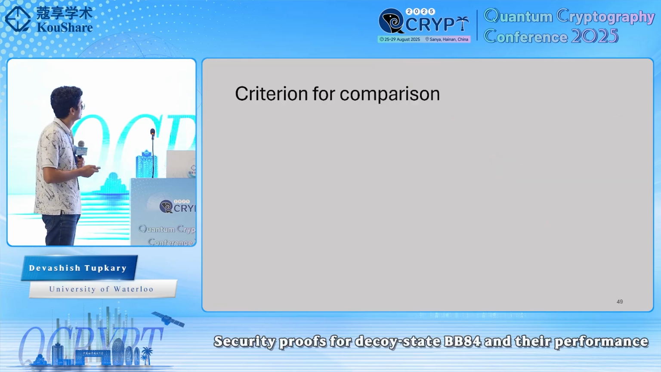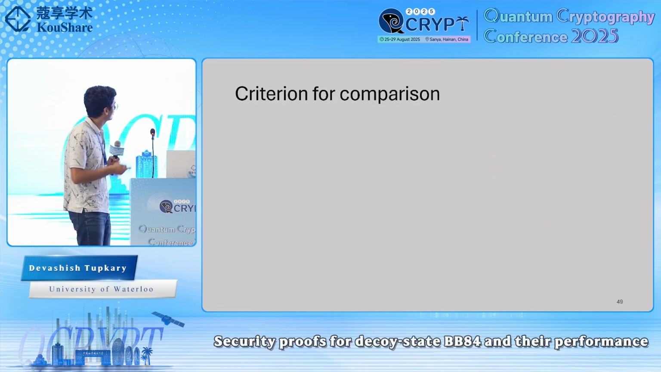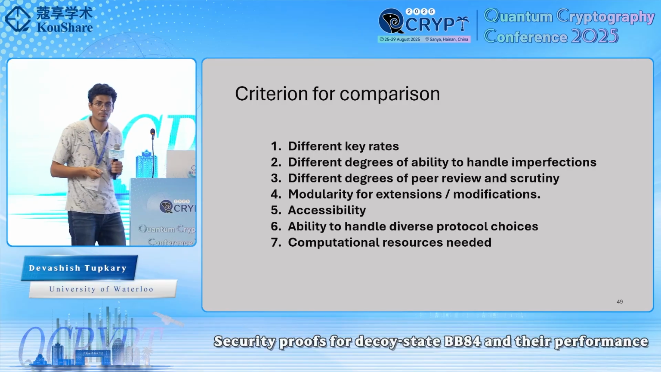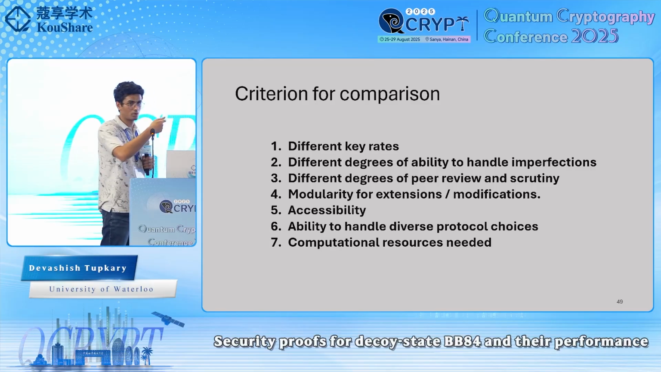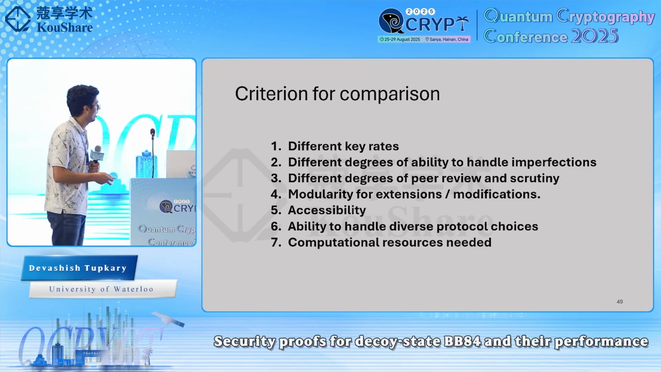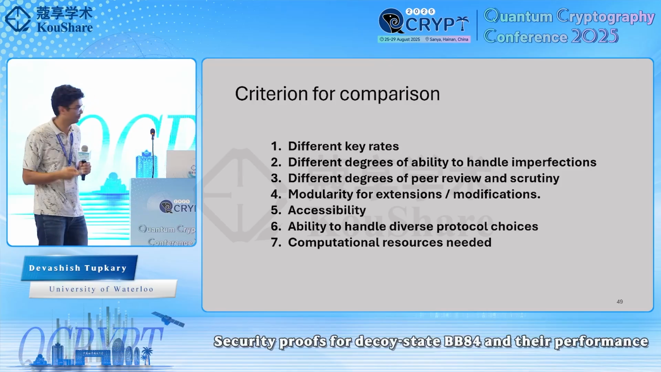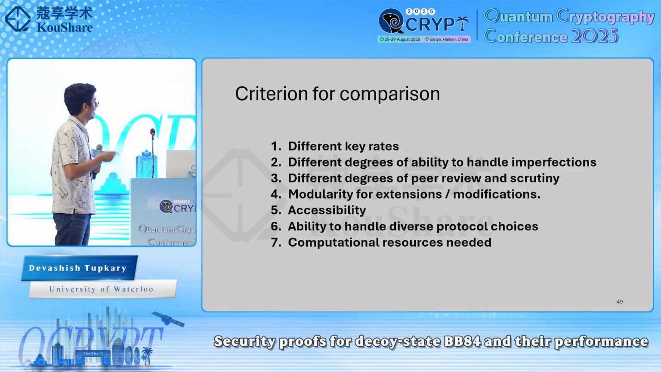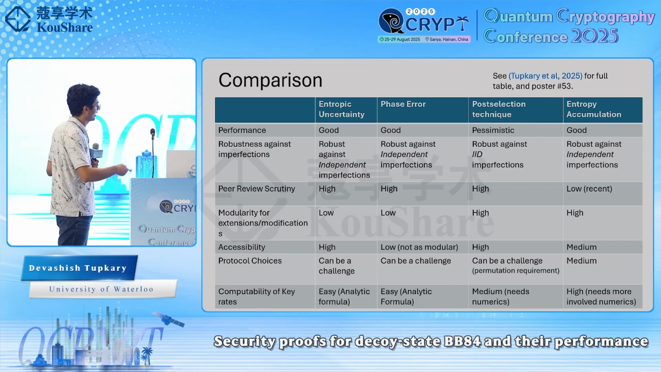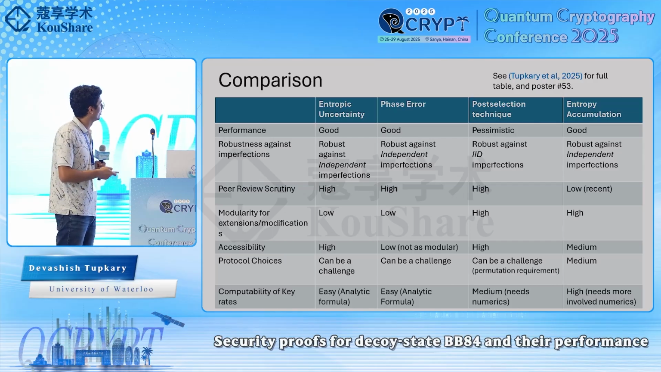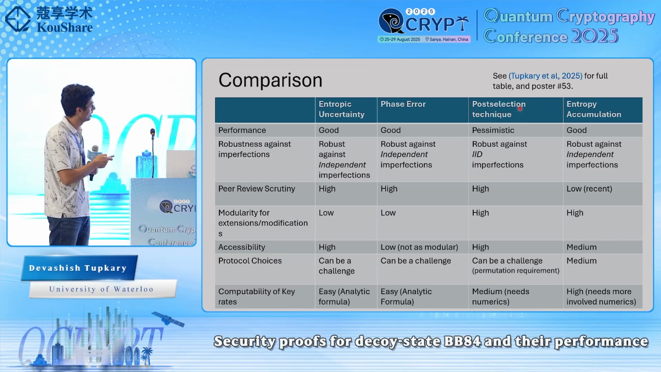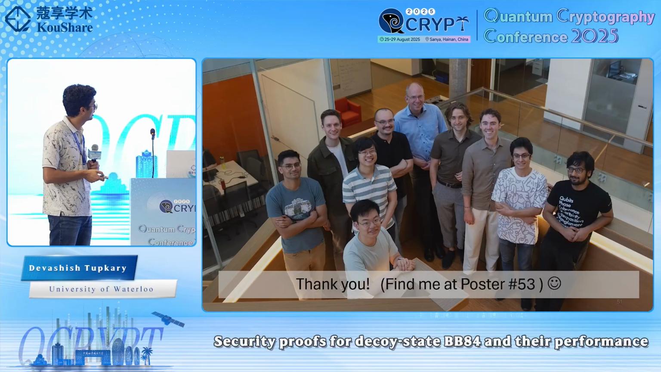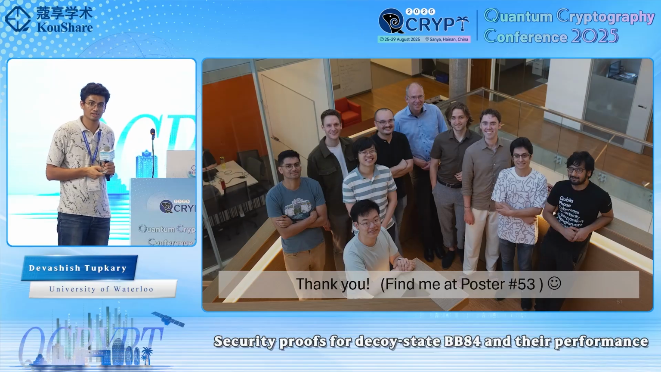Okay, so there are a variety of other criteria one might use to compare proof techniques. Things like, can you handle imperfections? Can you handle different protocol choices? What kind of computational resources do you need, etc. I realize this comparison is subjective and it changes as a function of time. And so we have this kind of comparison table in the paper, which you can take a look at. It will also be on poster 43, and I'm happy to talk about it with you. And with that, this is our group, and I want to thank you for your attention.